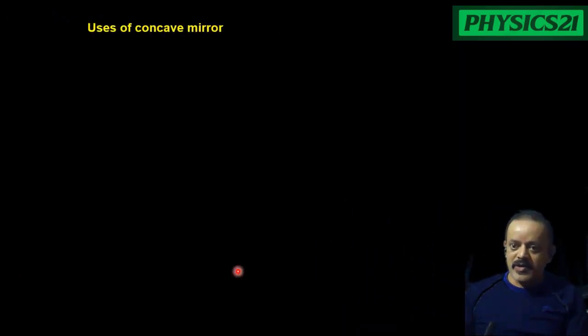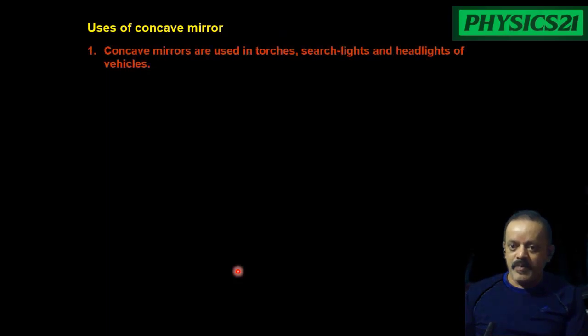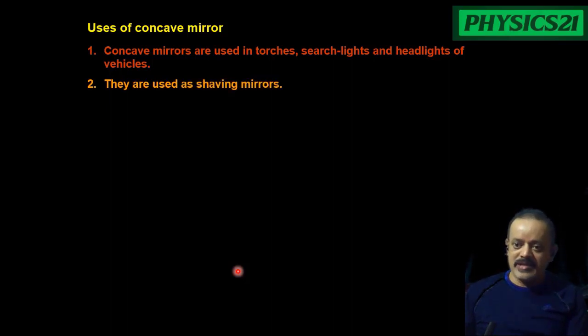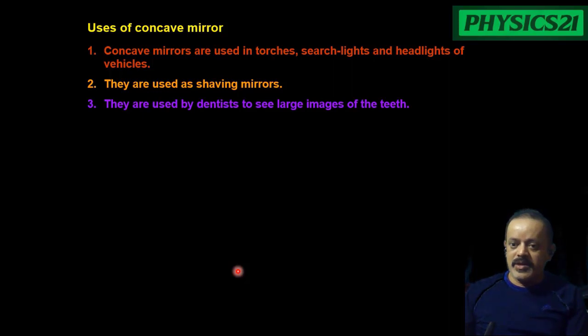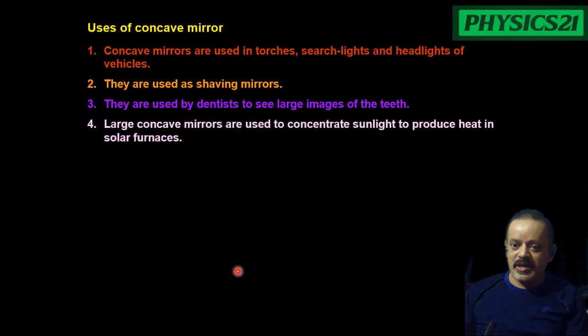Now the uses of concave mirror. Concave mirrors are used in torches, searchlights, and headlights of vehicles as a reflector. They are used as a shaving mirror. They are used by the dentist to see large images of the teeth. Large concave mirrors are used to concentrate sunlight to produce heat in solar furnaces.